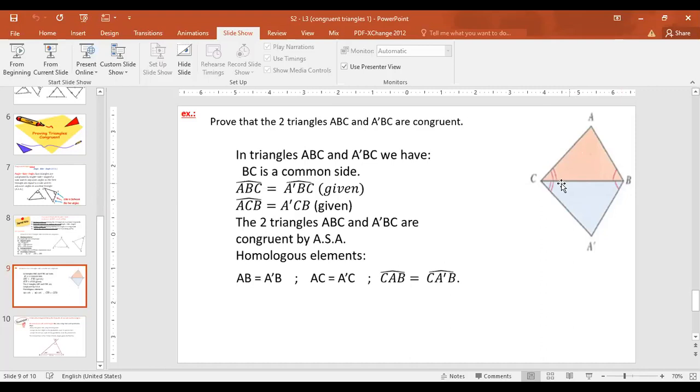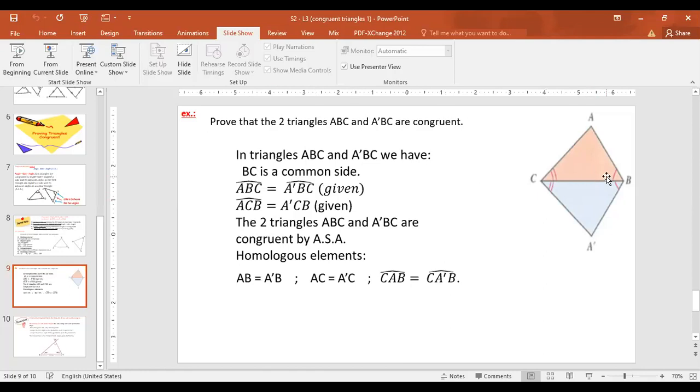Can you see, Hassan, that side BC is in the purple, in the pink triangle? Yes. And BC is also in the blue triangle, right? Yes. Then BC is a common side. It is found in the first triangle and it's found in the second triangle. So we have BC in the first triangle and BC in the second triangle, so we use BC is a common side.